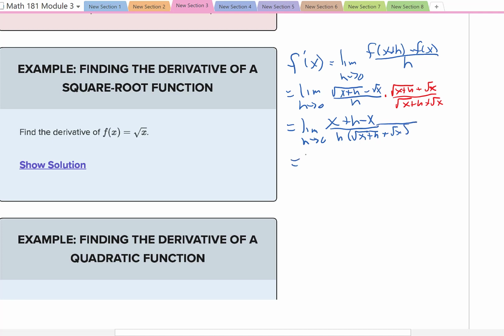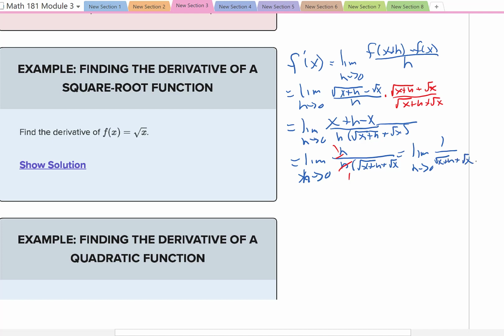Now the numerator becomes, as h approaches 0, h over h times the square root of x plus h plus square root of x. And these h's will divide out. So our expression becomes one over the square root of x plus h plus square root of x.